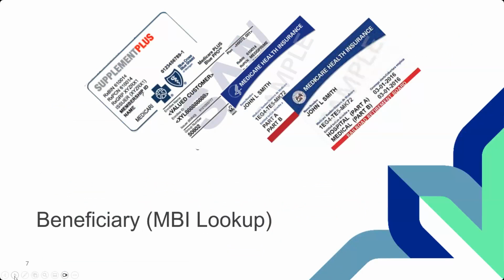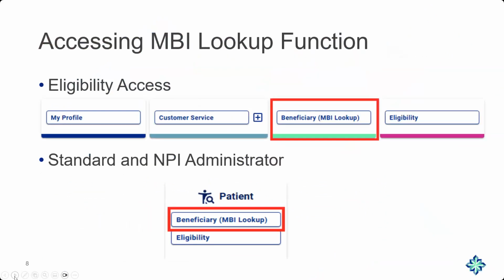So we're going to start with taking a look at the MBI Lookup tool. For those who are eligibility users, this is going to be the second option from the right of their homepage. And for standard users and MPI administrators, this is going to be that first option on the patient card.